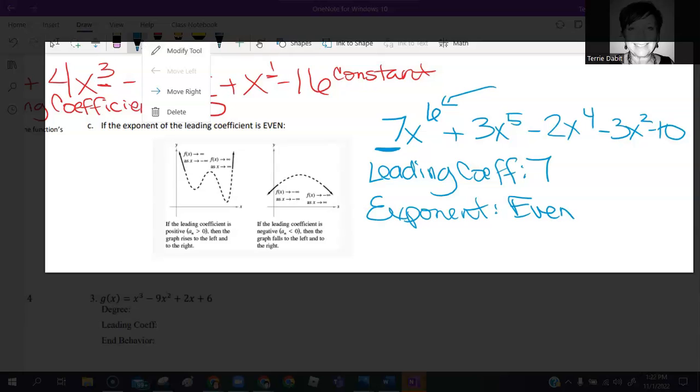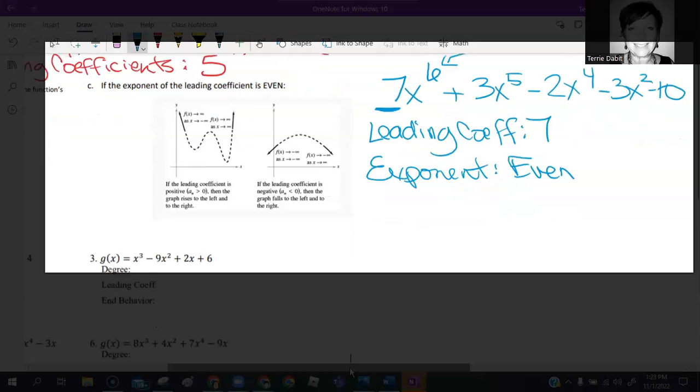So what do you do in this case? If the leading coefficient is positive, then that means it's going to rise to the left and rise to the right. If the leading coefficient is negative, then it's going to fall on the left and the right. Let's try some of these.